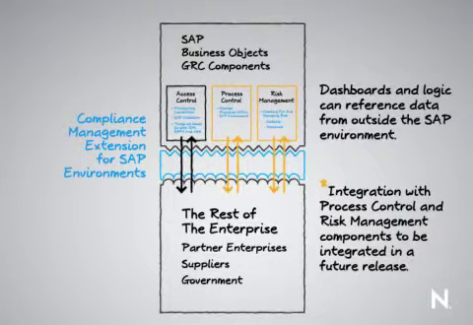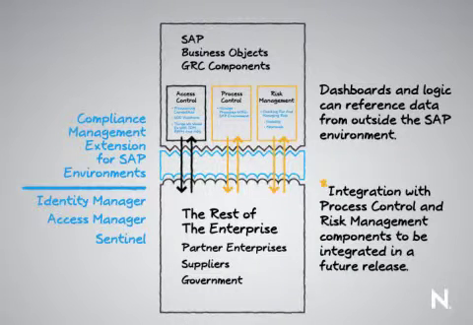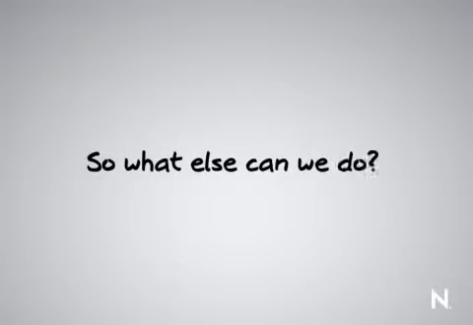Now, is that it? Is it simply just a connection? Well, no, it's actually a lot more. Because remember, Compliance Management Platform isn't just Identity Manager. It is Identity Manager, Access Manager. We have Sentinel built into it too. So now we can do some more interesting things that SAP can't do. It doesn't have the capabilities, hence the reason for the partnership here. So what are those other things that I can do?